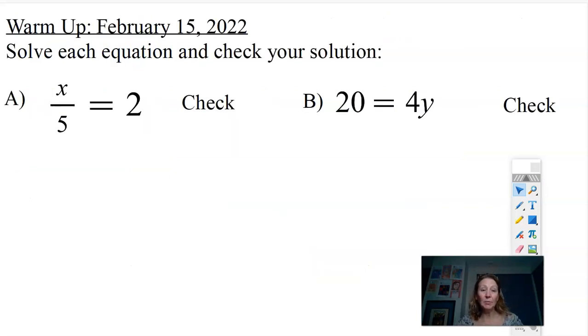Okay, here's the warm-up. There's two equations to solve. Go ahead and pause the video and try these on your own.